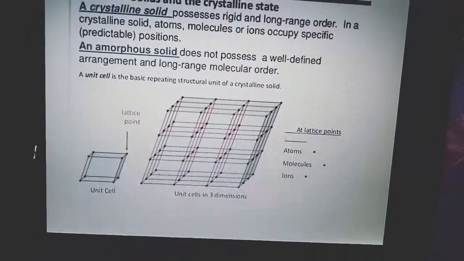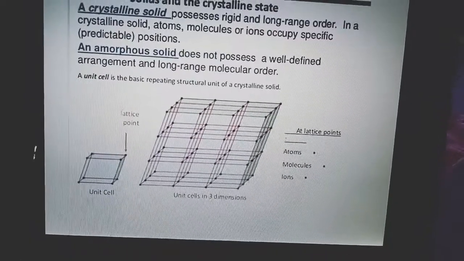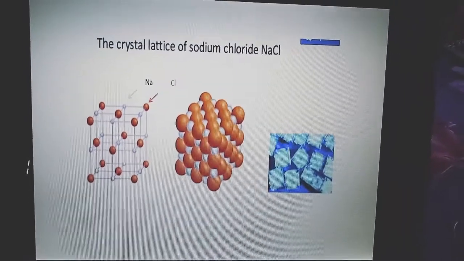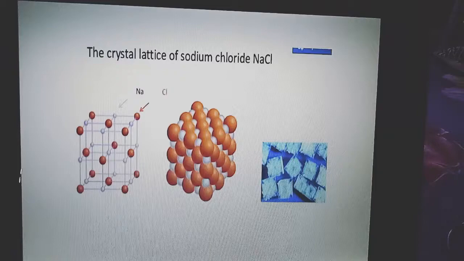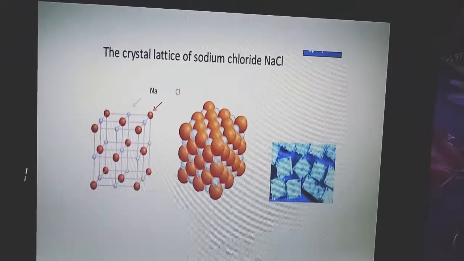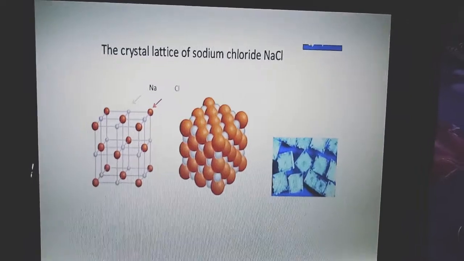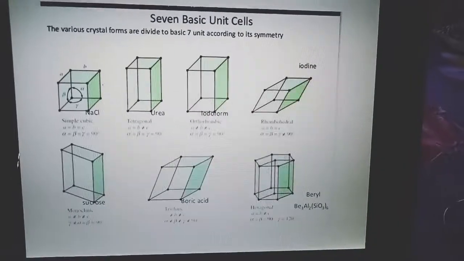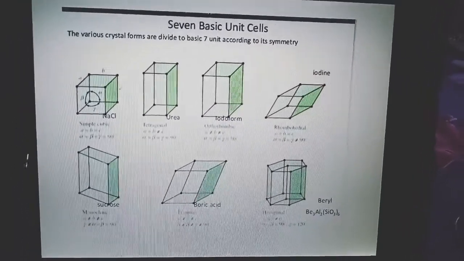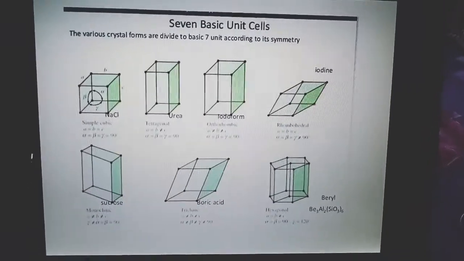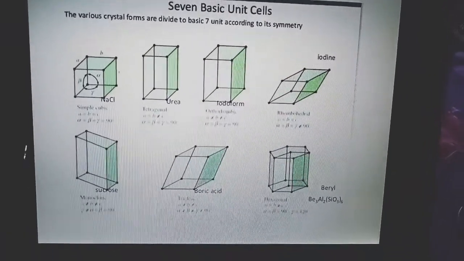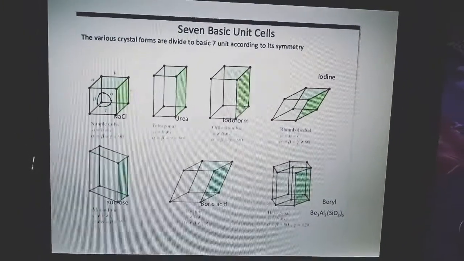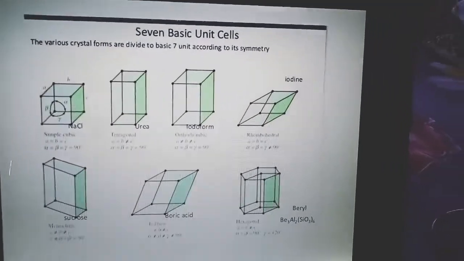You can see a unit cell. It comprises the repeating structural unit of a crystalline solid. Next, you can see a crystal lattice of sodium chloride, that is NaCl. Sodium and chloride atoms are arranged in the crystalline lattice. There are 7 basic unit cells: simple cubic, tetragonal, orthorhombic, rhombohedral, monoclinic, triclinic, trigonal and hexagonal. These are the 7 crystalline systems.